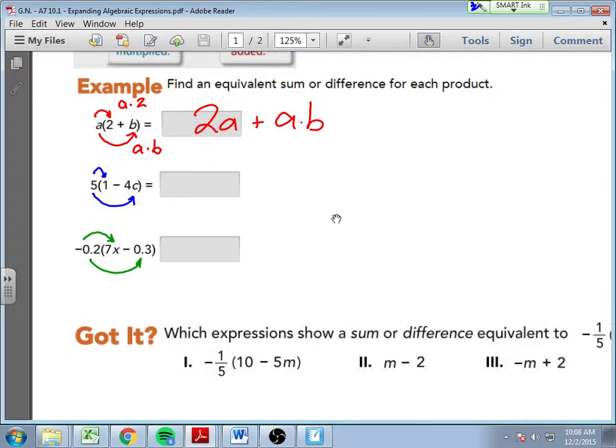I actually kind of more and more like doing one arrow on top and one arrow on bottom. As long as you have an arrow going to every term in the parentheses, you're fine.